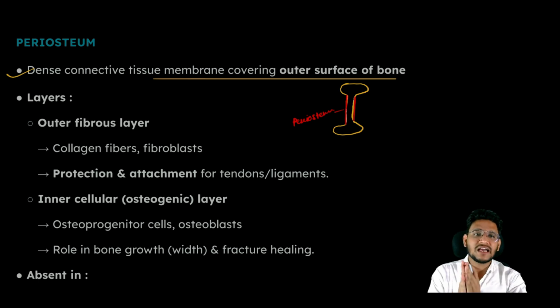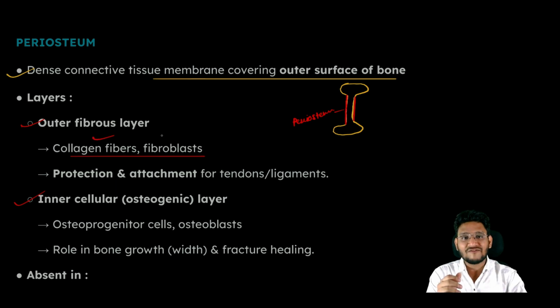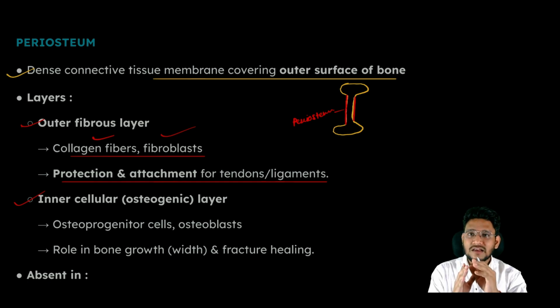The periosteum is made up of two layers: the outer fibrous layer and the inner cellular layer. The outer fibrous layer is made up of collagen fibers and fibroblasts, that's why it is known as the fibrous layer. Its function is to provide protection to the bone, and it also acts as the attachment site for tendons and ligaments.